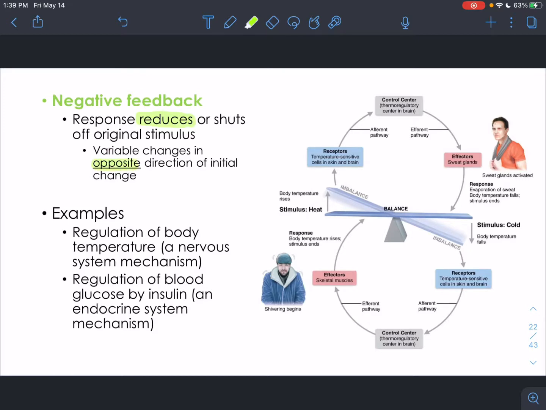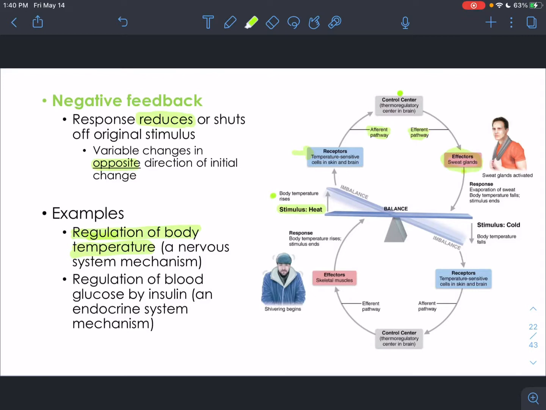Okay, so one big commonly used example for this is your regulation of body temperature. Okay, what we just talked about. So this image over here shows it. So let's start here at your stimulus, heat. If your body temperature gets too high, your receptor senses that change, sends the information to the control center through the afferent pathway. Control center determines what to do with that information. Our body temperature is too hot, we need to cool it off, right? So it sends cool off information through the efferent pathway to an effector, which in this case would be sweat glands.